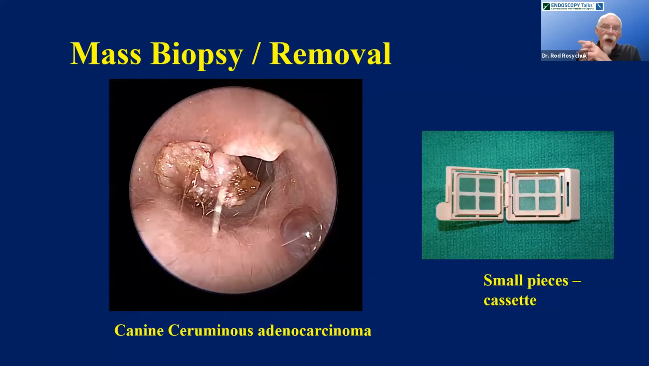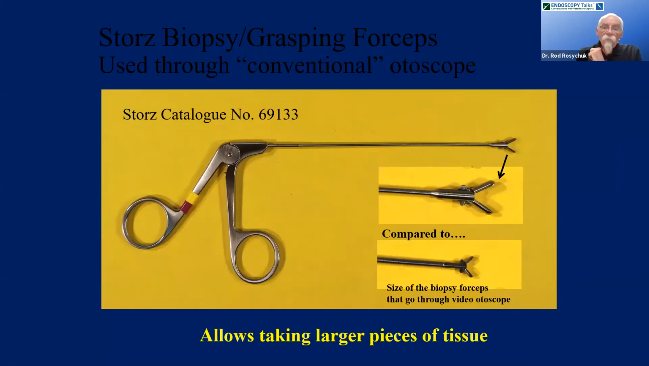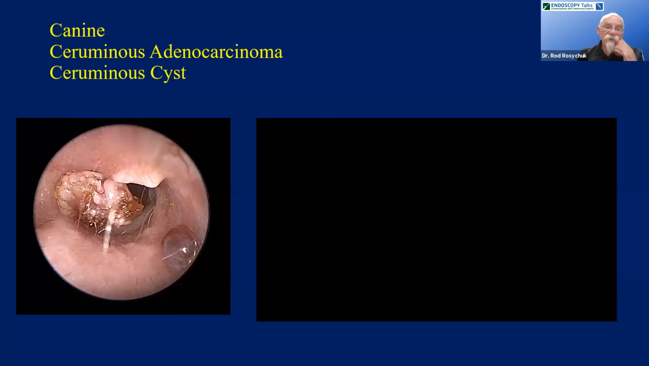Just talk a little bit about biopsies and mass removals in ears. Biopsying through the video otoscope, it's a relatively smaller biopsy unit. You'll take off smaller chunks, usually of masses, which means that you might have to put them in a cassette for people to look at histologically. Actually, this is why I like to debulk through a handheld scope using these larger forceps.